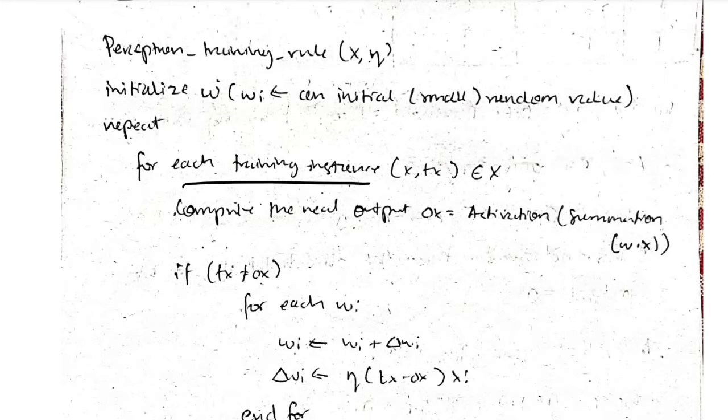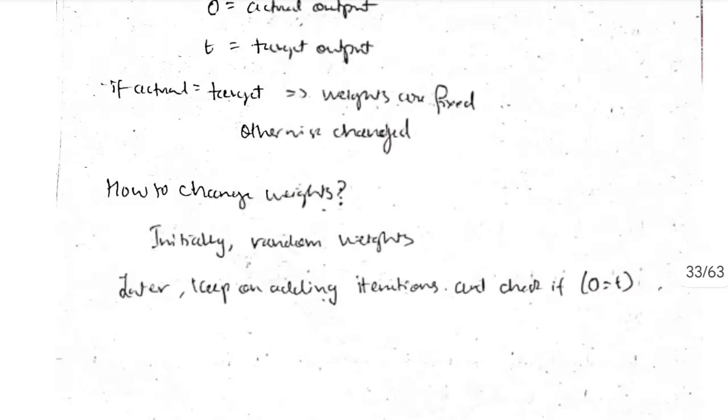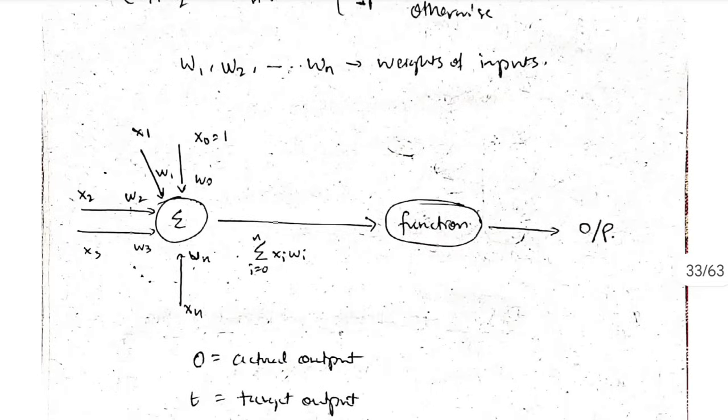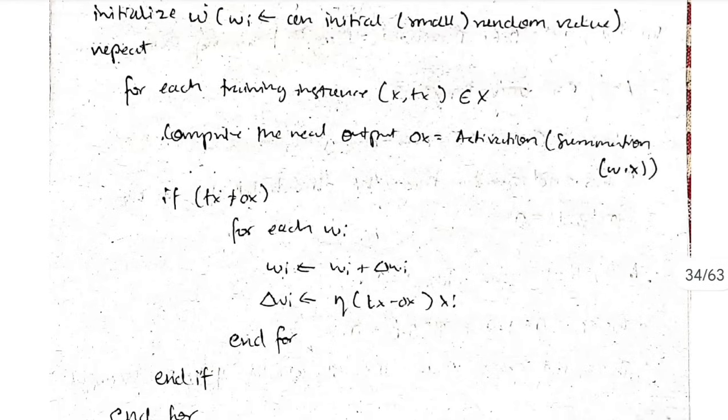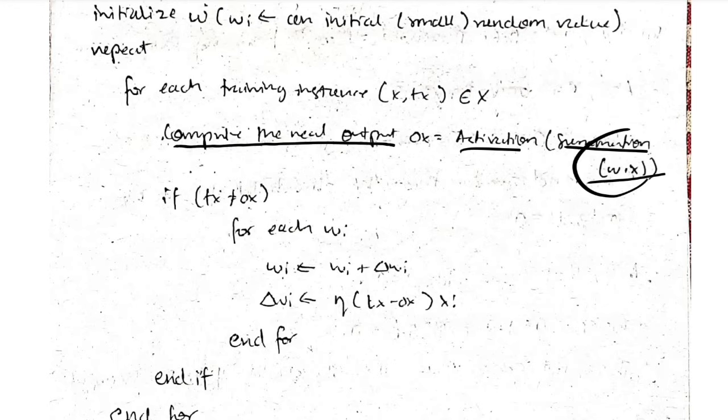For each training instance (x, tx) belonging to the whole training set X, I'll be considering each input one by one, first x1, then x2 and so on. Then I'll compute the real output ox, meaning activation of the summation of w, x. After doing the summation and activation function, I'll get one output.